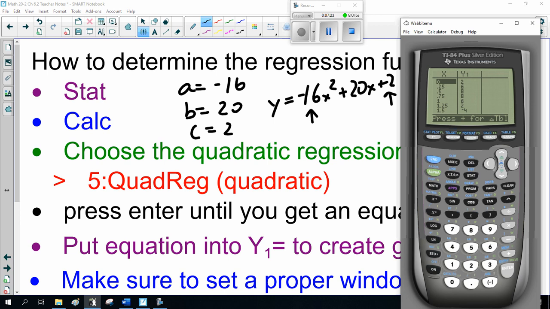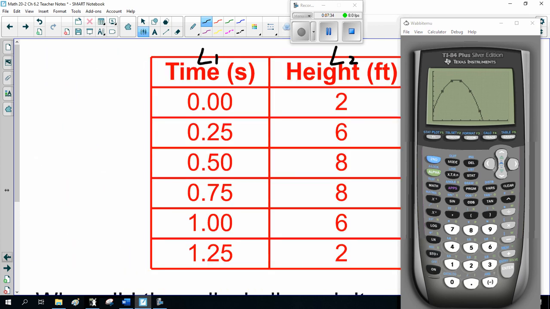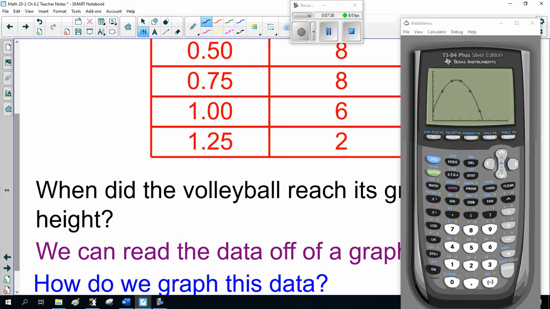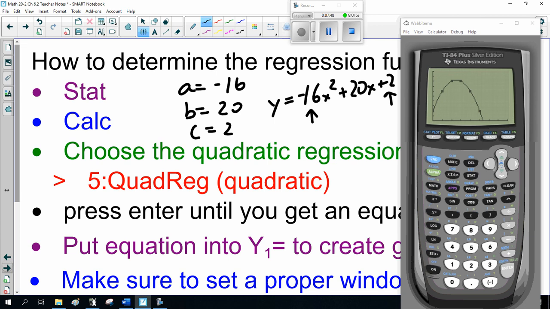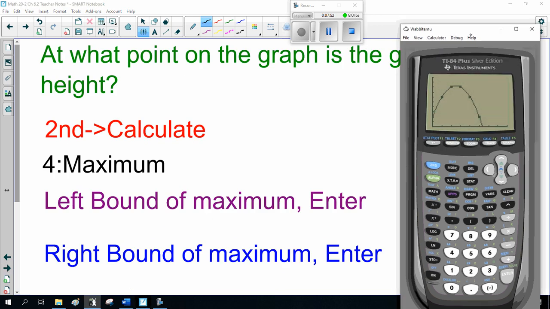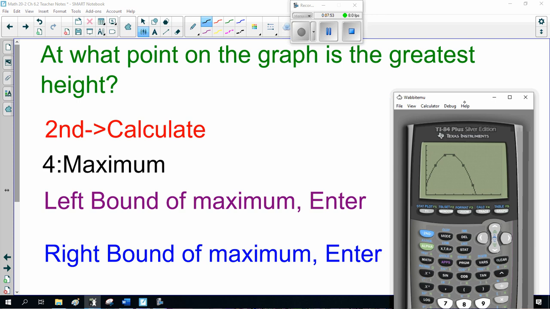Now, that's nice, but you don't need to know that. What you need to be able to do is look at the graph and go, okay, where's my vertex? Because the question was, back here, when did it reach its greatest height? Calculate. Actually, let me show you the instructions. At what point in the graph is the graph the greatest height?